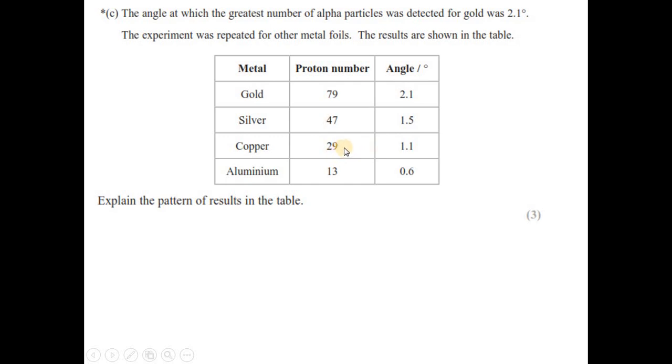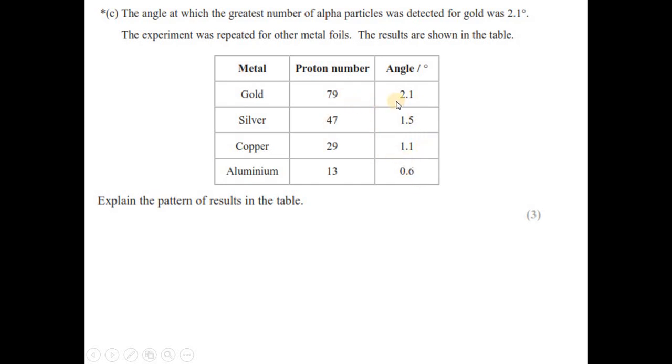If you see the general trend, as the metal is changed, the proton number is decreasing. That means the amount of charge is decreasing. That means the magnitude of the repulsive force is decreasing, and the angle is also decreasing. So you have less deflection.